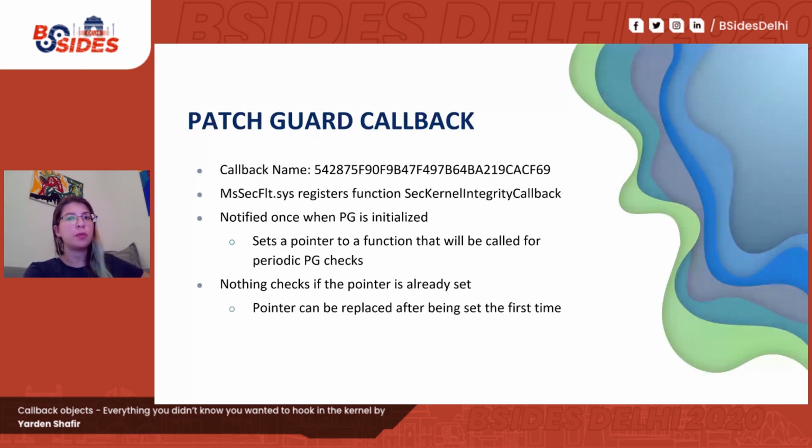The system wants to make patchguard start running, to enable patchguard, because everything is where it's supposed to be, everything is initialized. Now it wants patchguard to start monitoring. So it enables patchguard, and as part of that, it notifies that callback, which has one registered function to it. That function is in mssecflt. And it notifies it with a pointer to the function that will perform random patchguard checks.